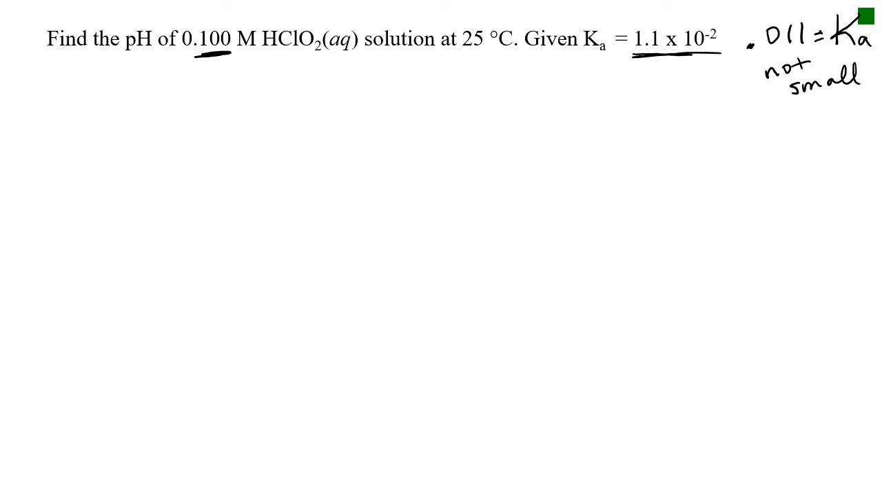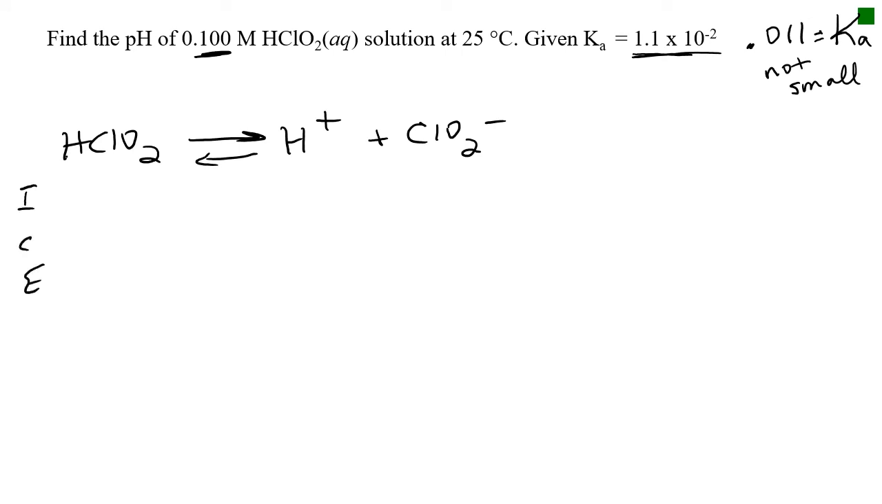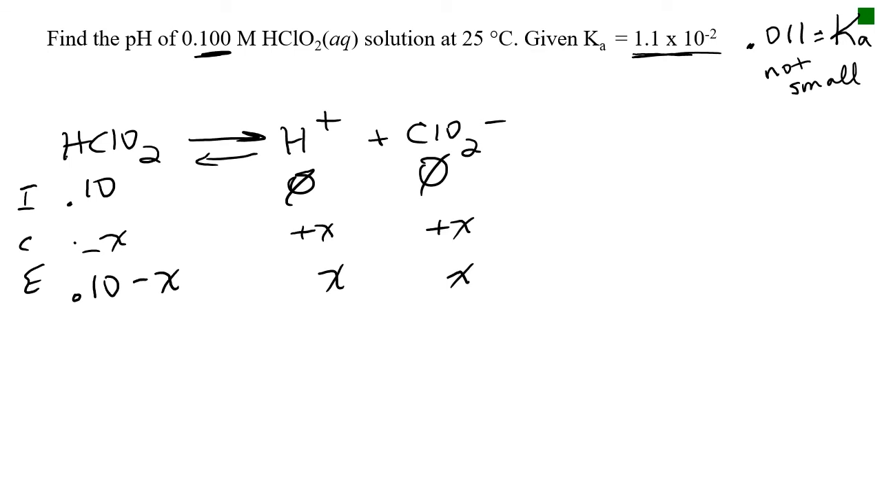So what do we know? First of all, we're going to write the reaction. HClO2, it's going to dissociate or ionize into H plus and ClO2 minus. If we plug this into our ice chart, here we're going to get 0.1, zeros. This is going to be minus X, and plus X, such that we have 0.1 minus X for equilibrium amount of HClO2 and X and X for the H plus and the ClO2 minus.